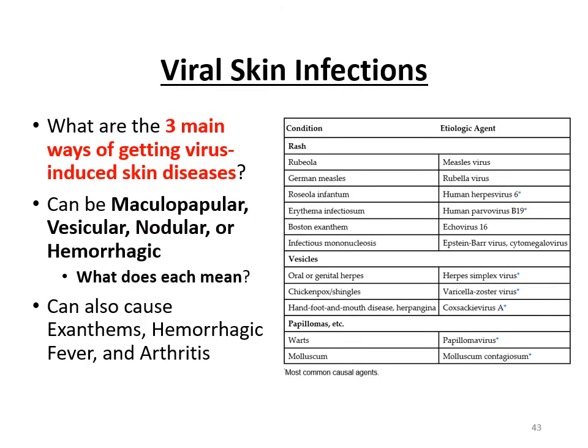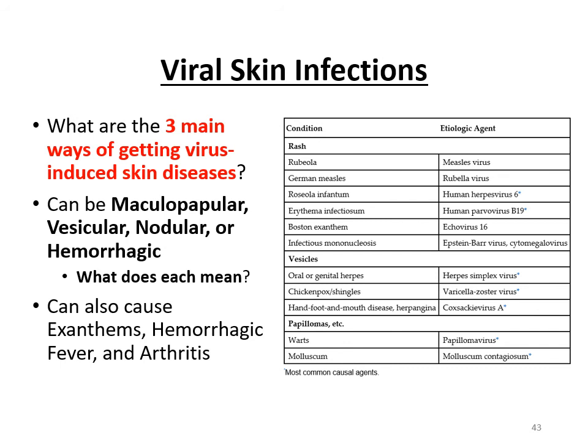In addition to the GI tract infections, you also end up with various viral skin infections. The three main ways of getting virus-induced skin diseases: One is from parenteral route entry. And what parenteral route entry means is any cut or any break in your skin.